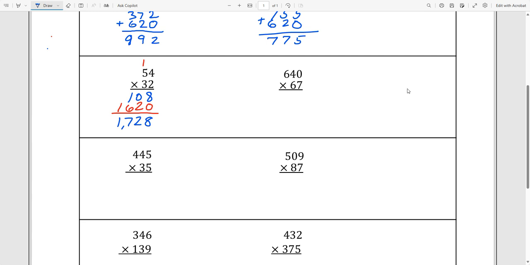All right, next, 640 times 67. All right, so 7 times 0 is 0. 7 times 4 is 28, so we'll put the 8 here and we'll carry the 2 here. And 7 times 6 is 42, plus 2 is 44. And see, I can write that a little bit better than that. Sometimes my handwriting gets the best of me. So 44, all right.